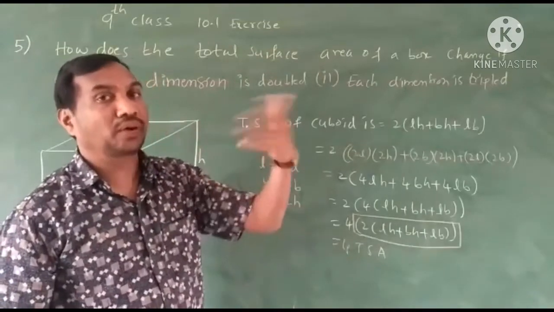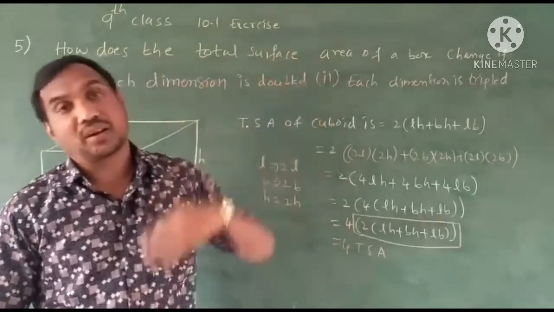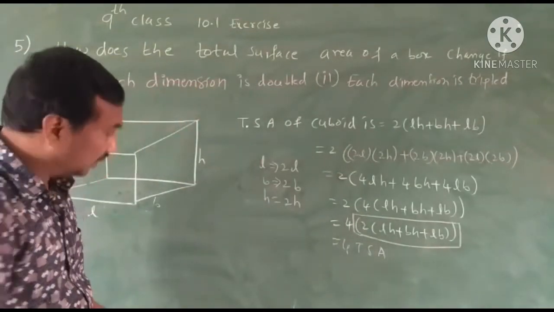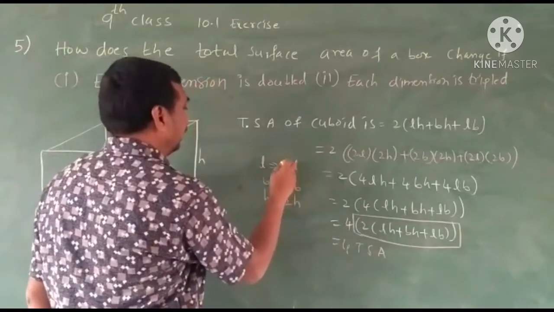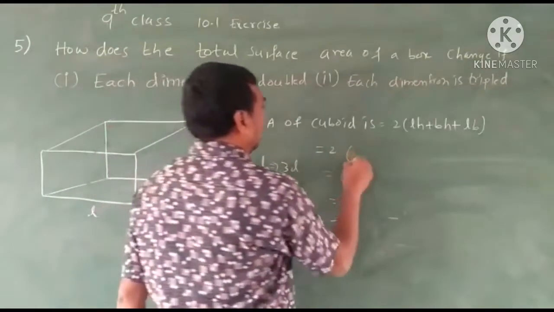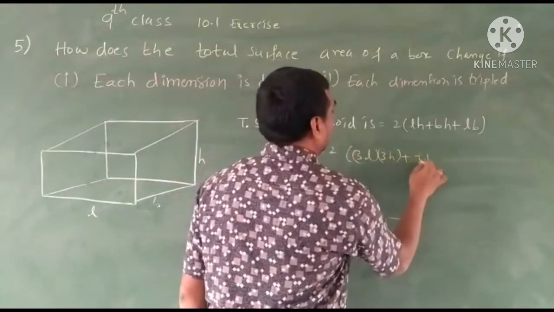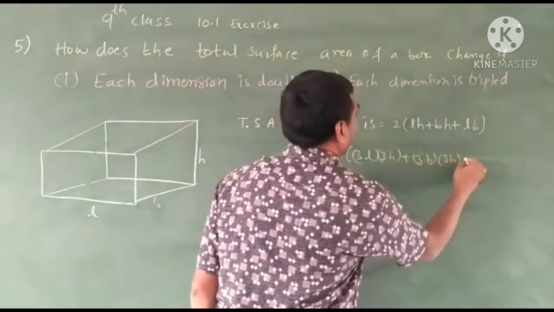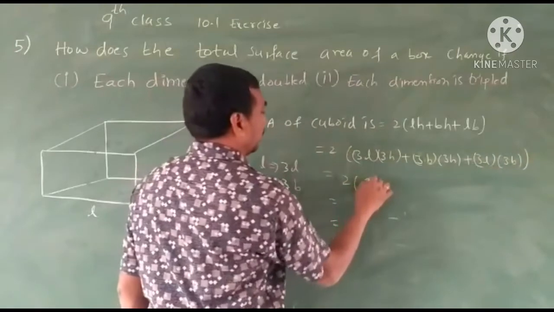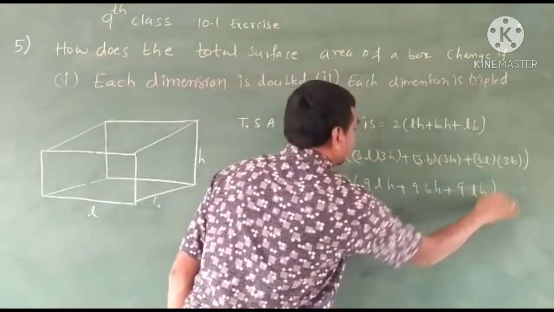The actual surface area ki 4 times avundante. Suppose 100 ఉంది అనుకోండి, దాని యొక్క total surface area ఏమవుతుందంటే మనకు 400 అవుతుంది. ఓకే, సో if each dimension is doubled, మరి ట్రిపుల్ అయింది అనుకోండి. సో దట్ ఈస్ L becoming 3L, B becoming 3B, H becoming 3H. So that is 2 into (9LH plus 9BH plus 9LB).